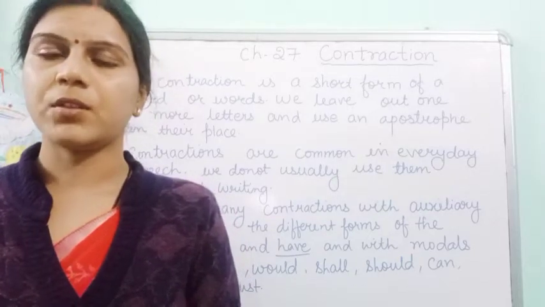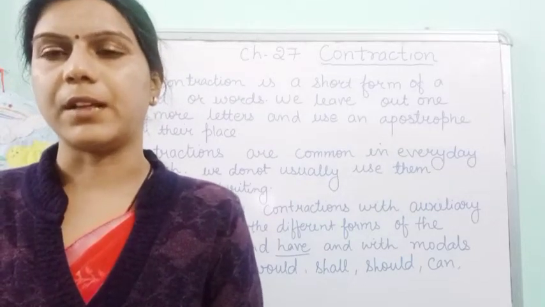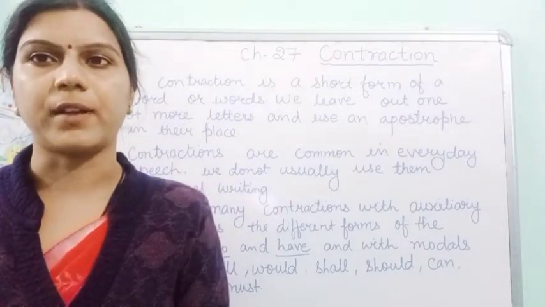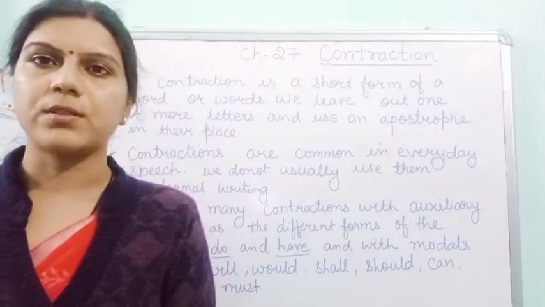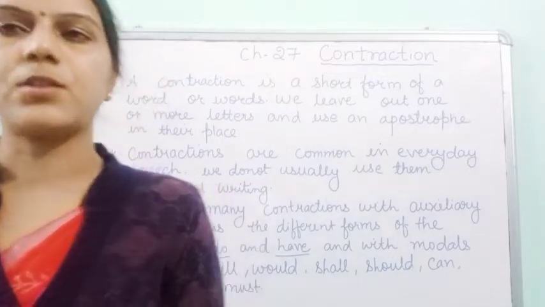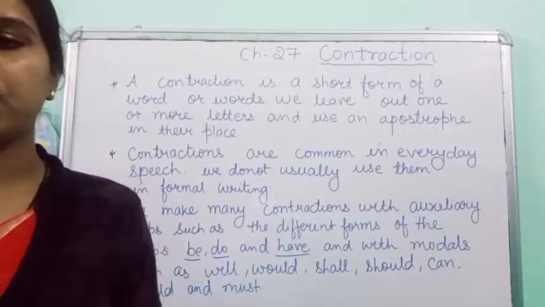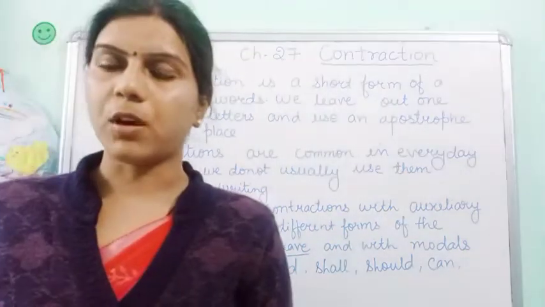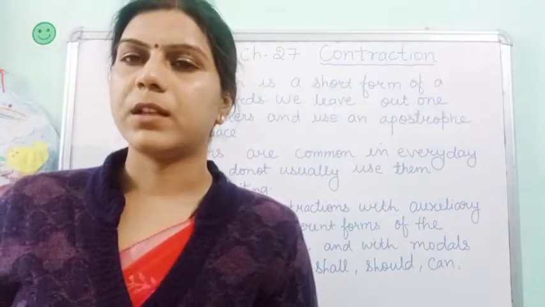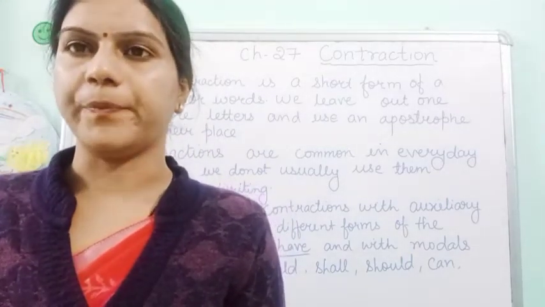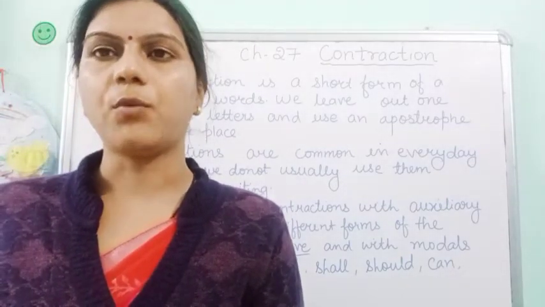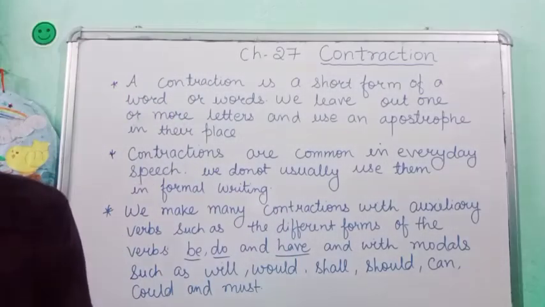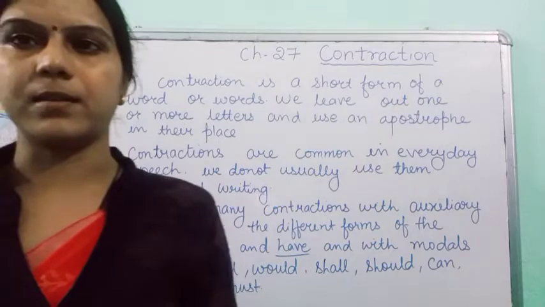So today I am going to start a new chapter, chapter number 27 of your English grammar. The name of the chapter is contractions. So what are contractions? A contraction is a short form of a word or words, just like I am, I apostrophe am. How do we use that? We leave out one or more letters and use an apostrophe in their place.